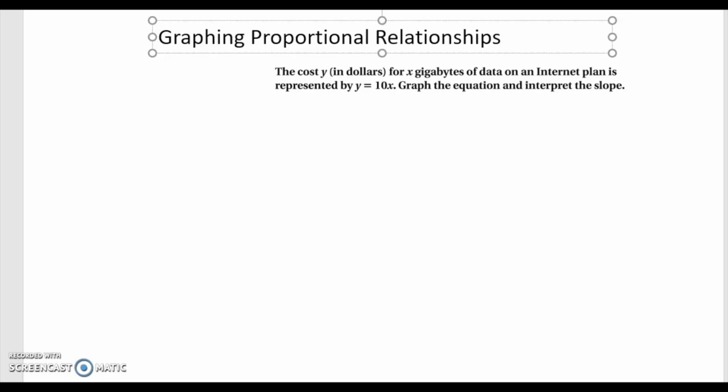Okay, students, now we're going to look at how the graph of a direct variation relationship would work. So what we're going to do is look at an equation that is a direct variation, and we're going to talk about the different properties that the graph would have. So if we're looking here at this first problem, it says the cost y in dollars for x gigabytes of data on an internet plan is represented by the equation y equals 10x.